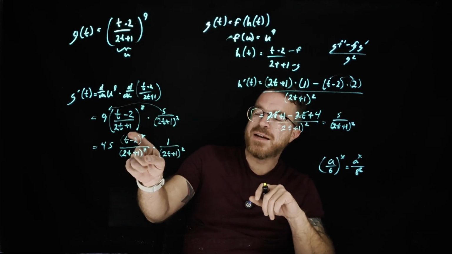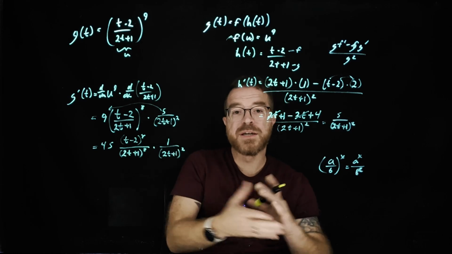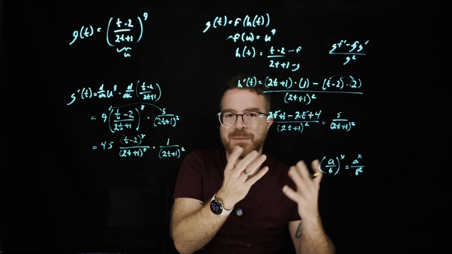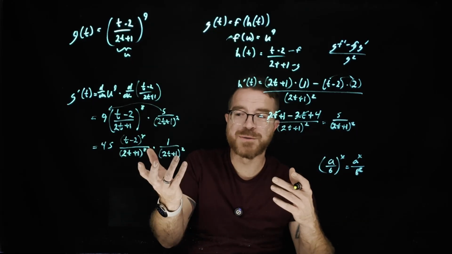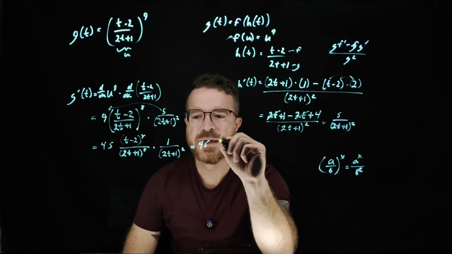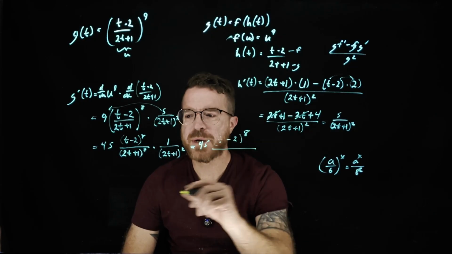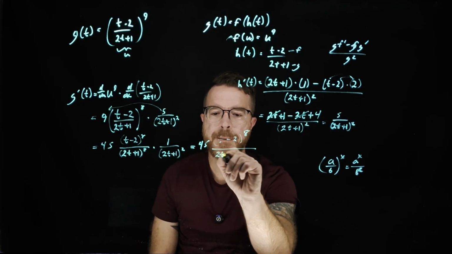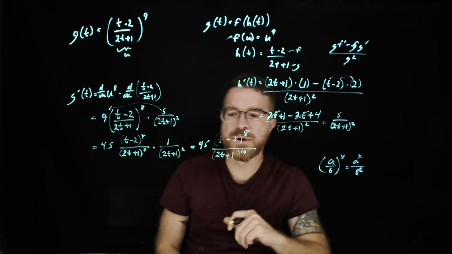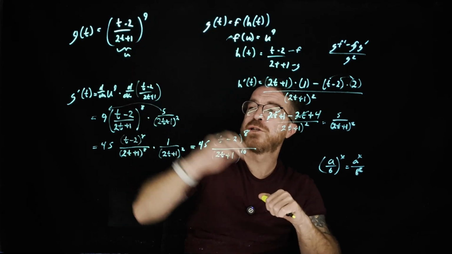Now you'll notice I have (2t plus 1) to the 8th power times (2t plus 1) squared. What happens when you multiply a to the some power times a to the some other power? You just add those powers together. So this is going to end up being 45 (t minus 2) to the 8th power divided by (2t plus 1) to the 8 plus 2 power, or to the 10th power. And so this would be the derivative of our original function, (t minus 2) divided by (2t plus 1) to the 9th power.